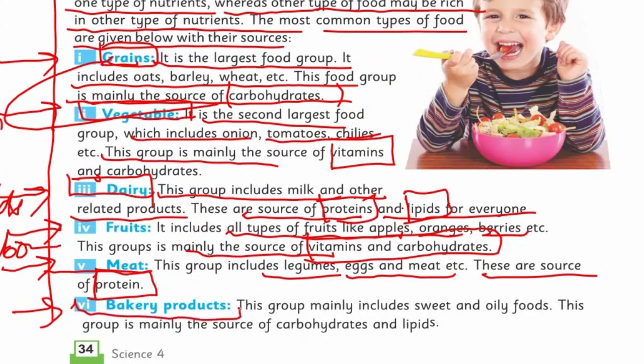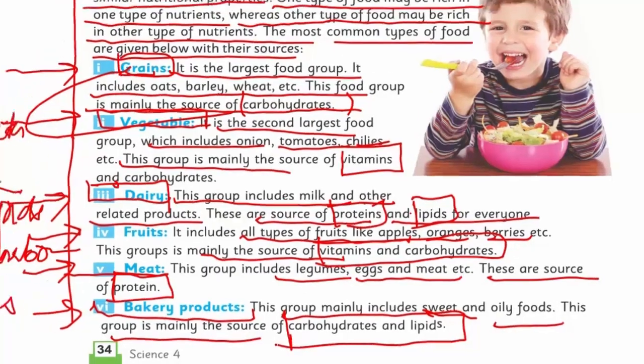And number 6 is bakery products. Bakery products, you know, all those products we purchase from bakery. This group mainly includes sweets, oily foods. This group mainly are the sources of carbohydrate and lipids.